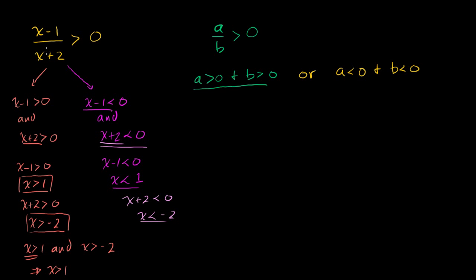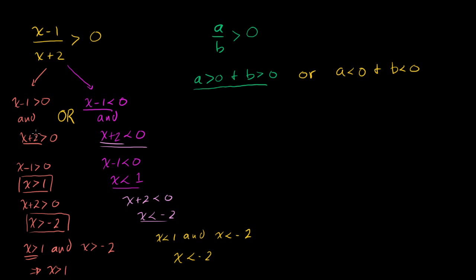So in order for both the numerator and the denominator to be negative, we know that x has to be less than 1 and x has to be less than minus 2. If something has to be less than 1 and less than minus 2, it just has to be less than minus 2. Anything less than minus 2 is going to satisfy both of these. So this boils down to just x less than minus 2. And remember, this is an or. Either both the numerator and the denominator are positive, or they're both negative.